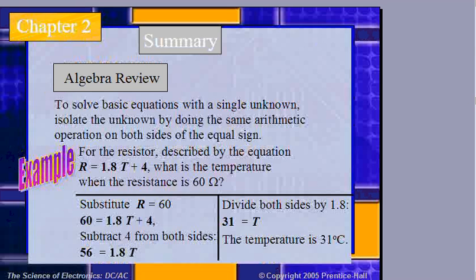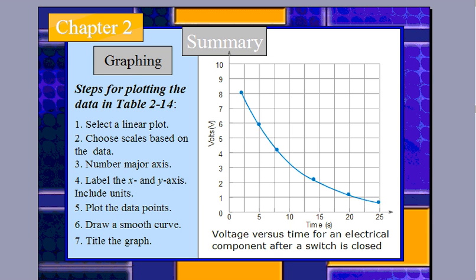Now we need to solve for T, so we have to move the 4 to the other side, so we subtract it from both sides. That gives us 56 equals 1.8 T. Then we need to divide both sides by 1.8. So that gives us 56 divided by 1.8, which is 31. So the temperature is 31 degrees Celsius. Graphing.